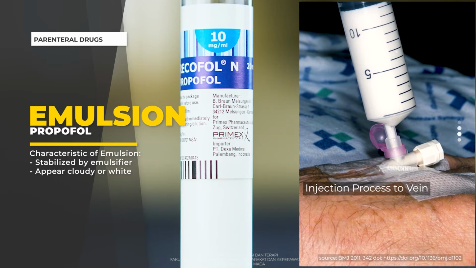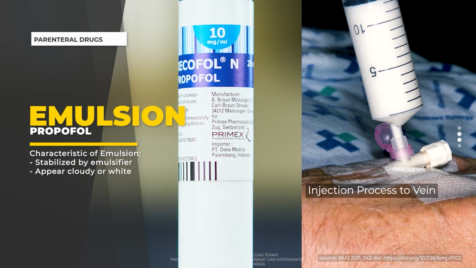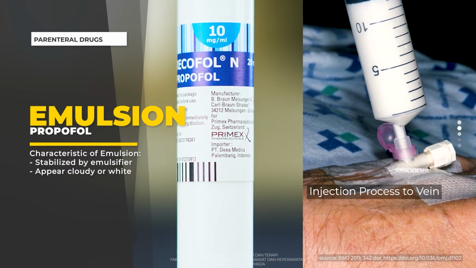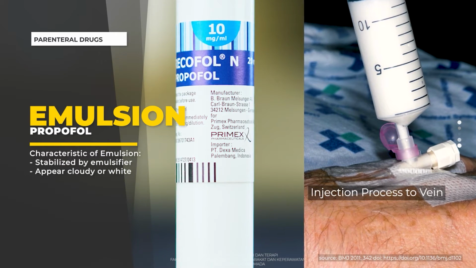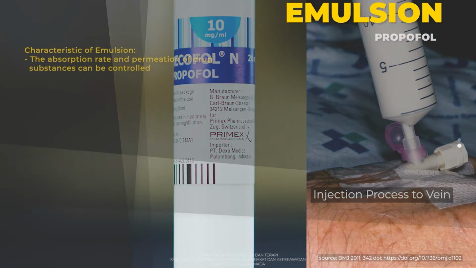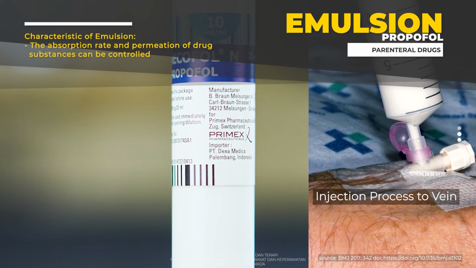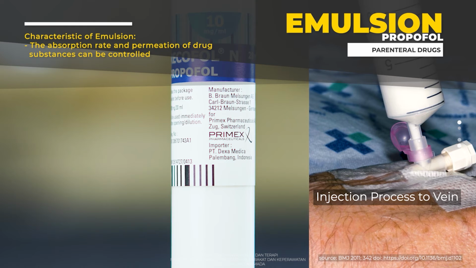The liquids are mixed by an emulsifier. Emulsion usually appears cloudy or white because the many phase interfaces in emulsion scatter the light when it passes through the emulsion. The absorption rate and permeation of drug substances as emulsion can be controlled.